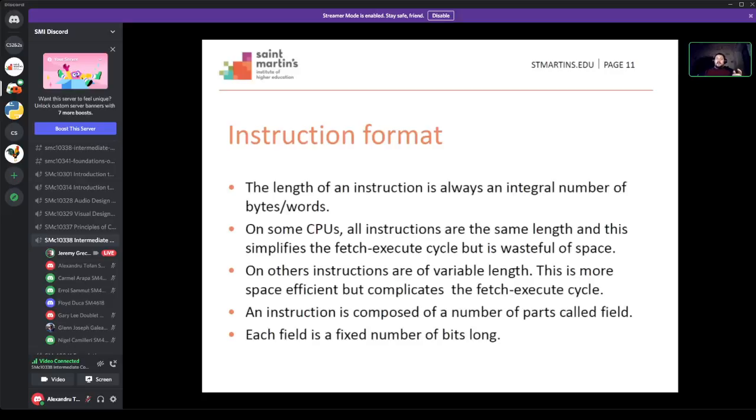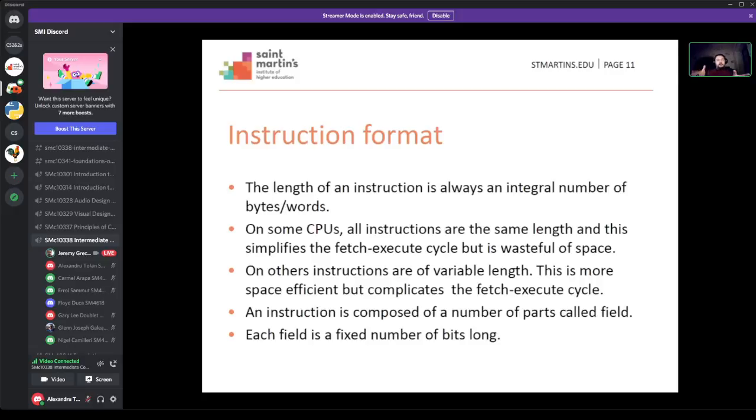On the other hand, where you have CPUs which cannot afford this wastage, what they might have is variable length instruction sets. So different instructions might vary in length. But obviously that means it complicates the fetch-execute cycle. So it's either one or the other. And each instruction is usually made up of a number of different parts.